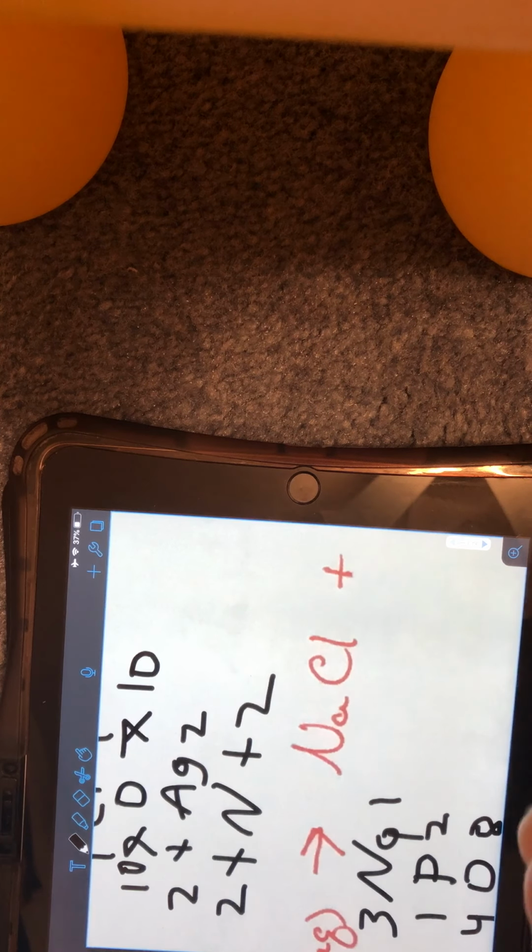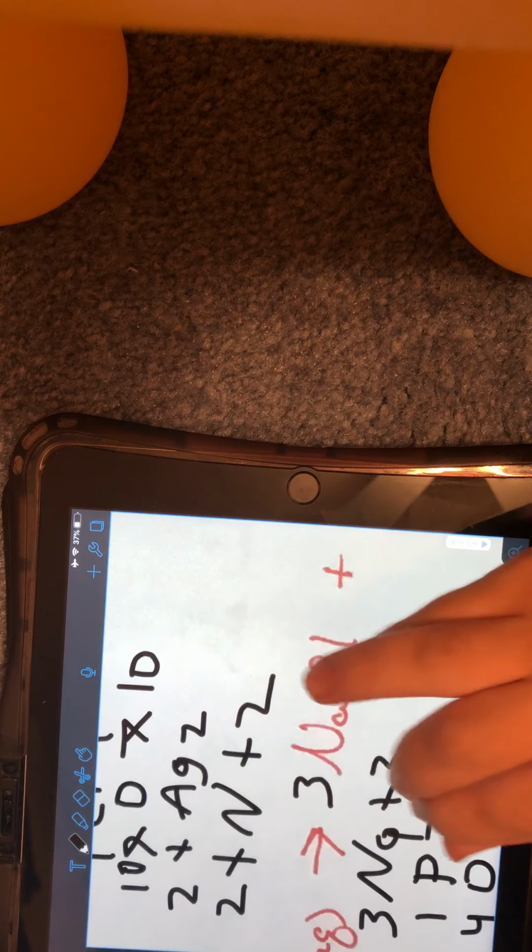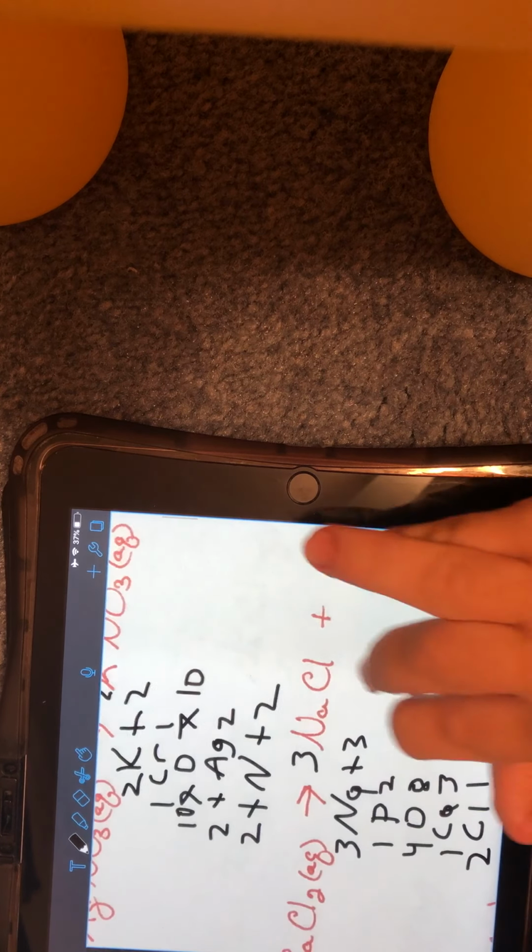So we're going to go with the Na right here. We're going to put a nice fat 3, so make the Na even. But that's also going to change the Cl to a 3, and that's going to change that.